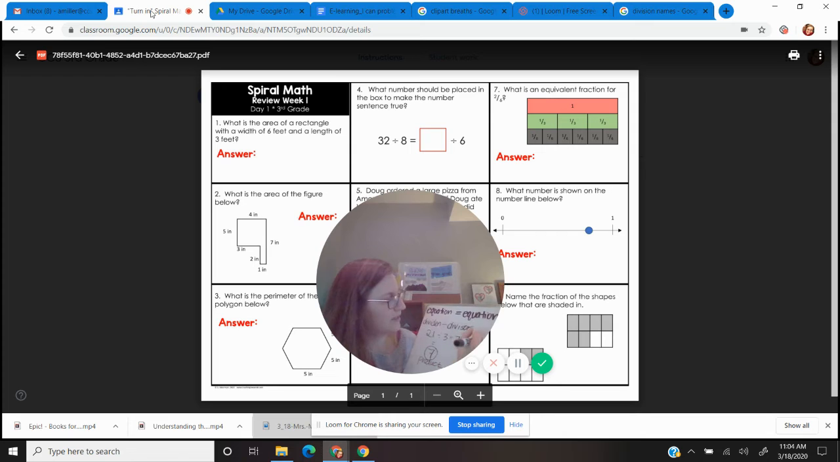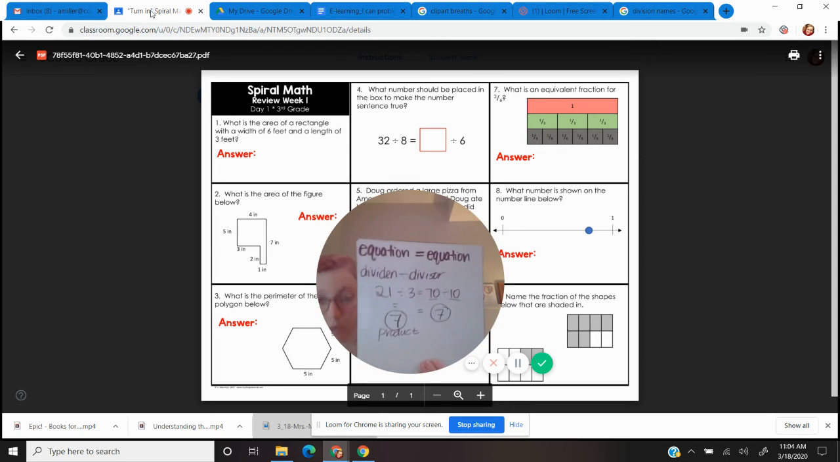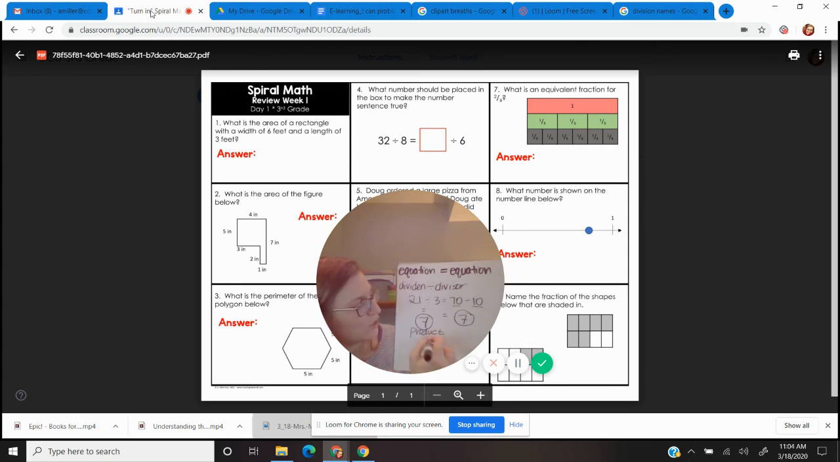70 divided by 10. So now I have a dividend divided by a divisor. I'm going to keep them equal. 21 divided by 3 equals 70 divided by 10. The products of these two equations are the same.